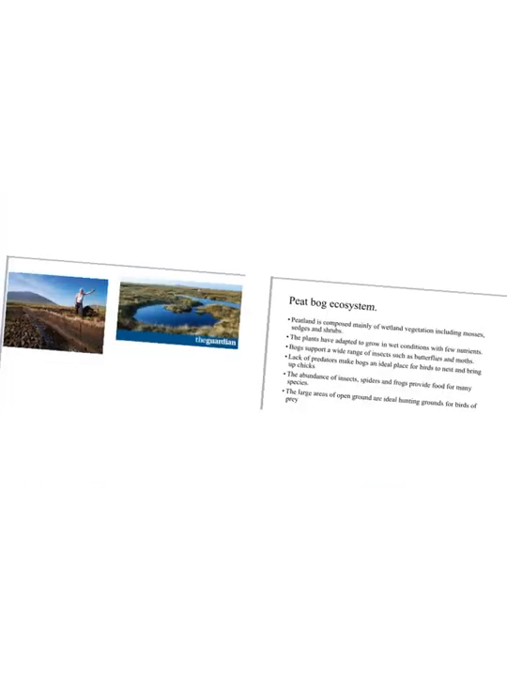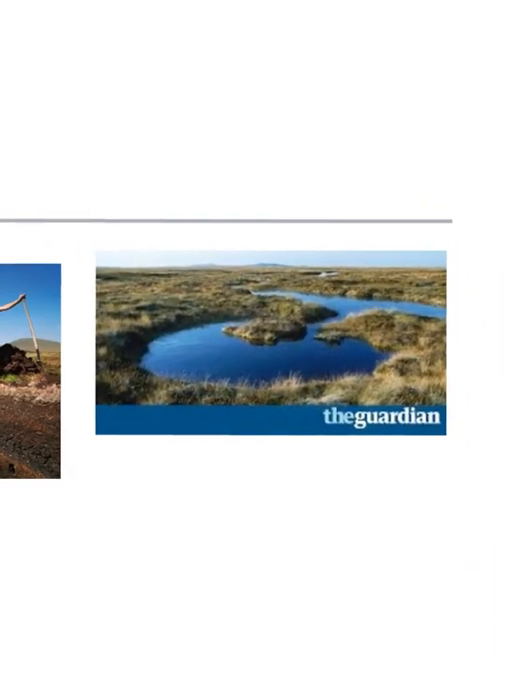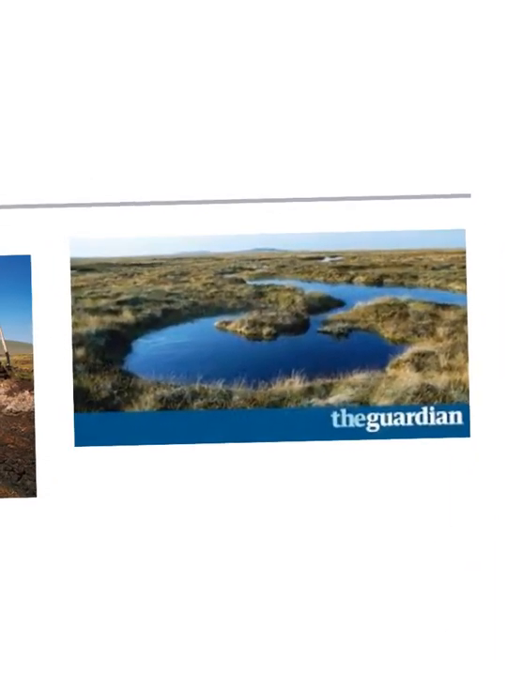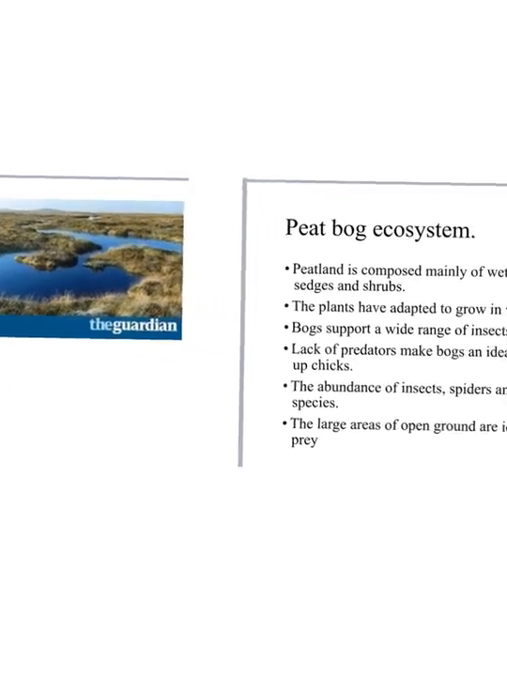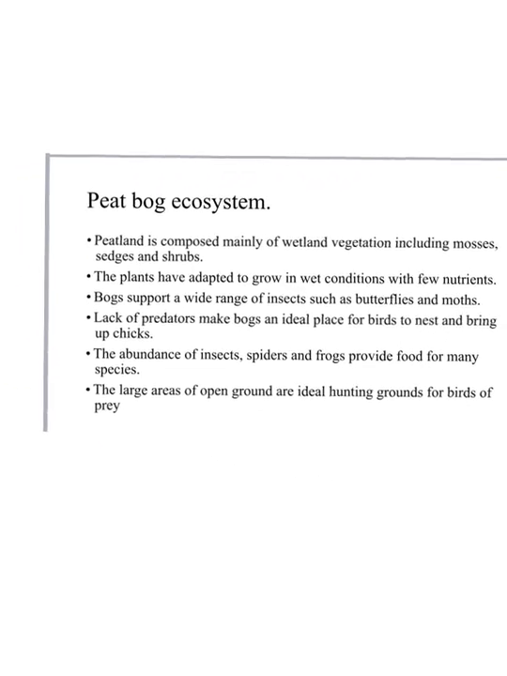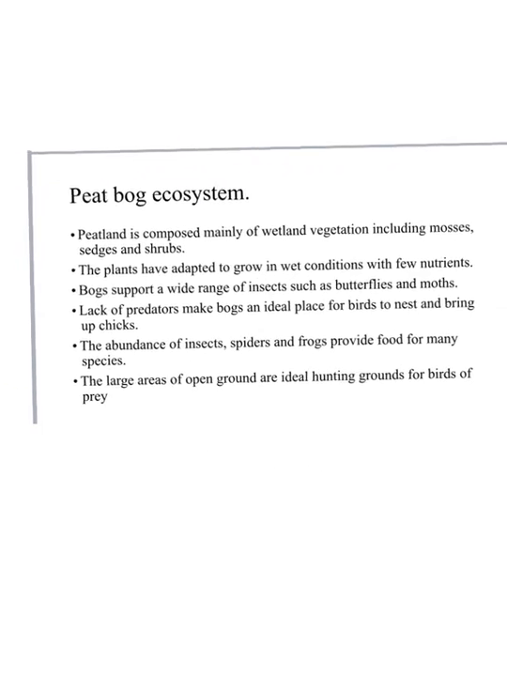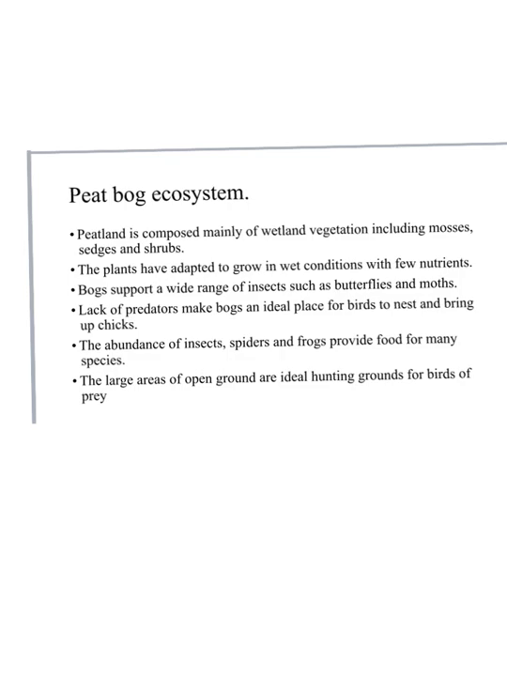So the peat bog is a unique ecosystem and it doesn't exist anywhere else. The peatland is composed mainly of wetland vegetation, including mosses, sedges and shrubs, all unique to the peat bog ecosystem. The plants have adapted to grow in wet conditions with few nutrients.